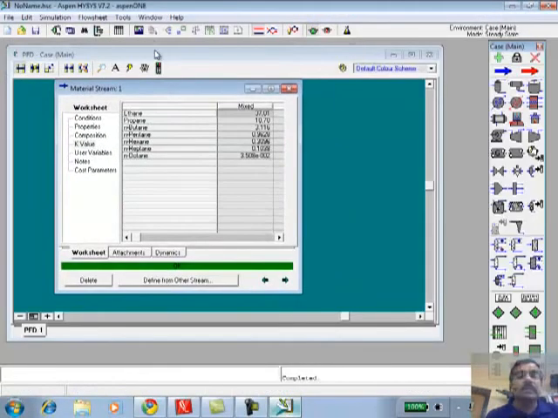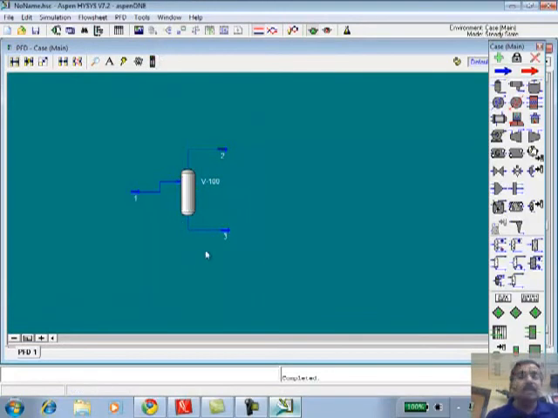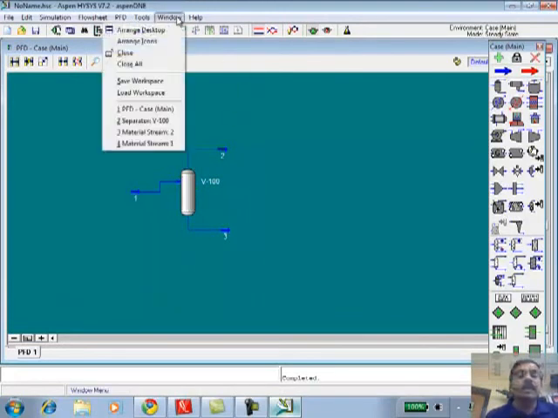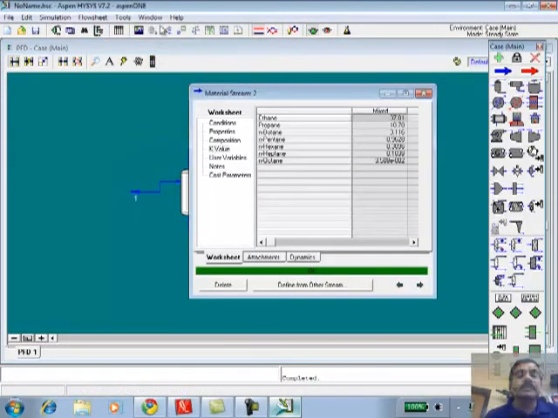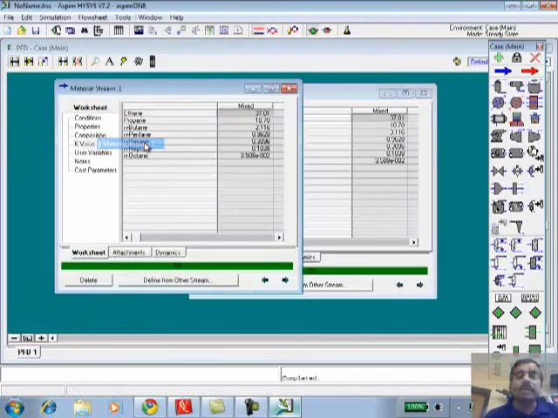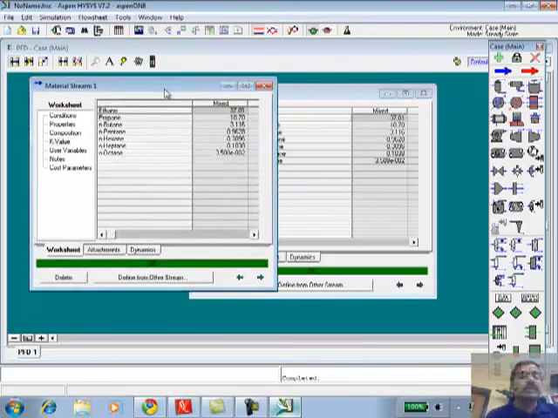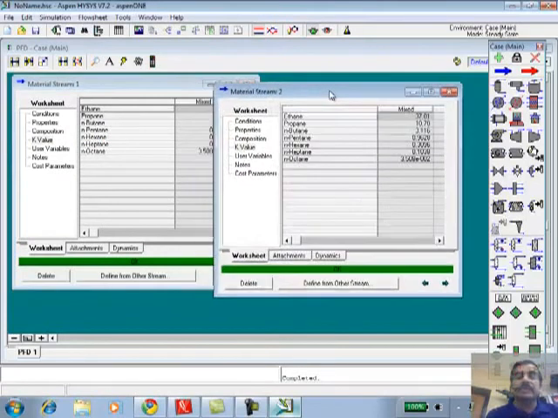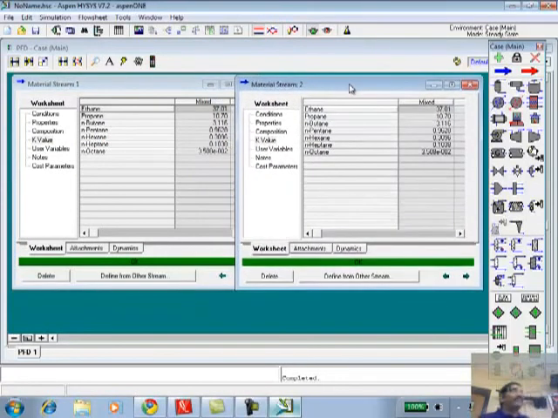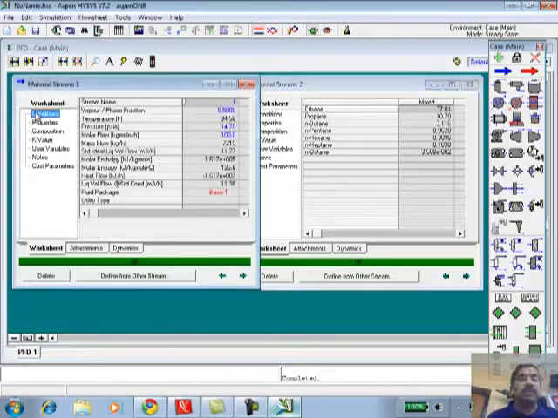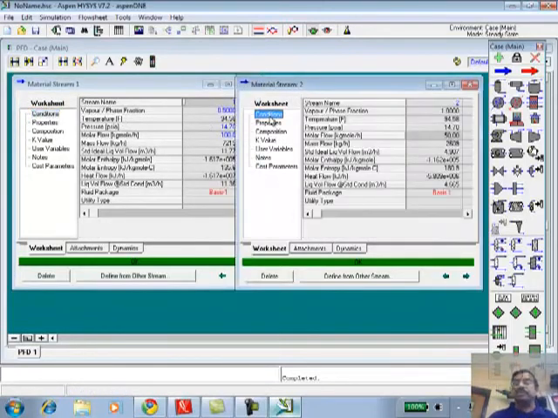Where is the other window? Stream 1, stream 2. So let's put them side by side. Okay, so I'm trying to compare what we fed and what comes out in the vapor stream. You can also open one for the liquid and compare it. So the K values are the same, the temperature is the same, but the flow rate is 50% of what we put in. Okay, what do you think with the compositions?